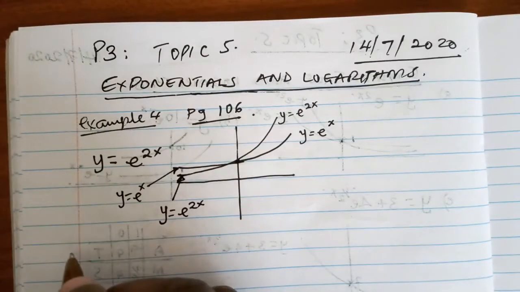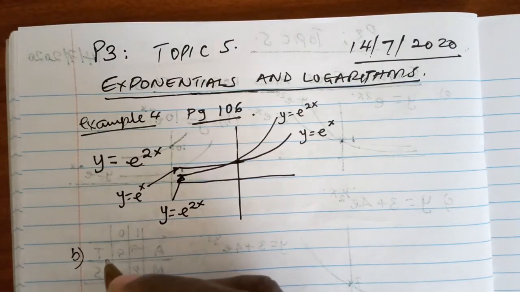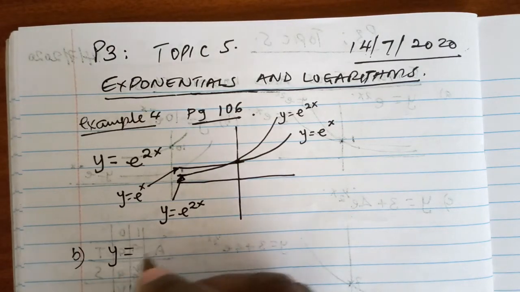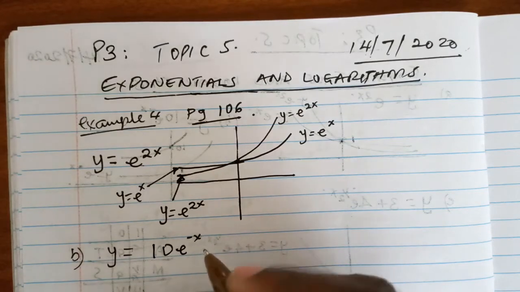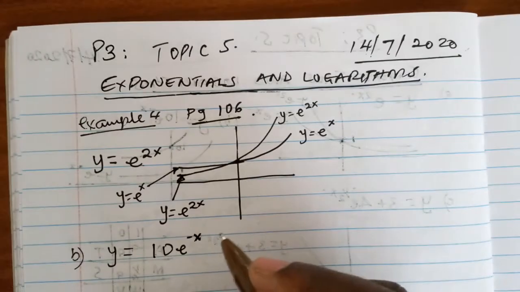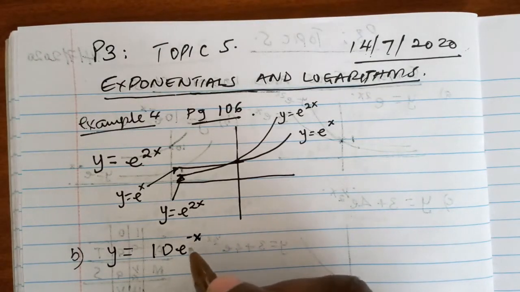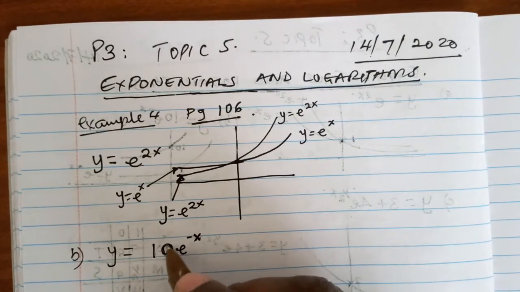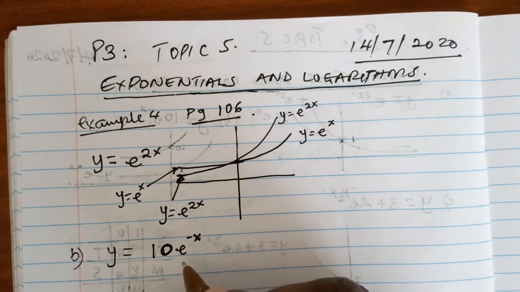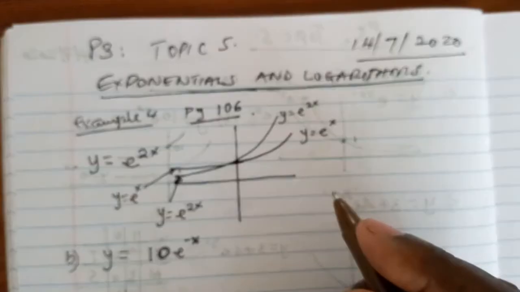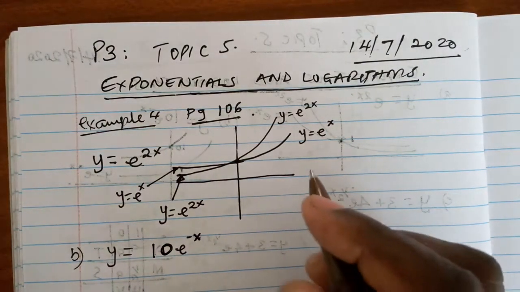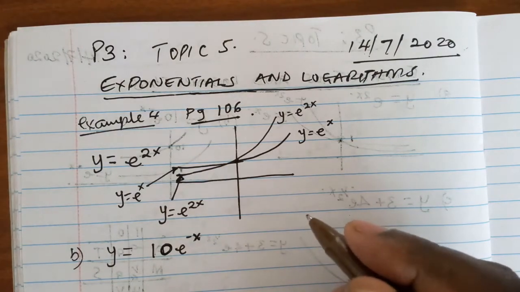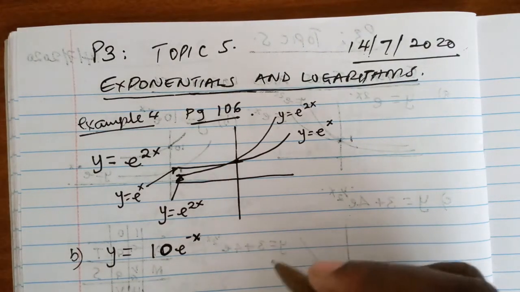And if you look at part B, it talks of y is equals to 10 e raised to power minus x. And there are two things happening here. Of course, you learned in the previous video that when e is raised to power negative x, the value of y becomes big, and I'll explain again why this is the case.